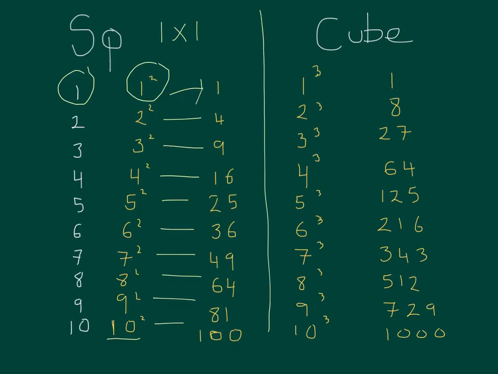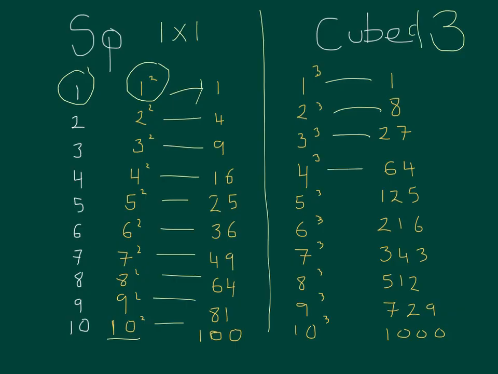We're timesing the number by itself 3 times. So 1 times by 1 times by 1 is 1. 2 times by 2 times by 2 is 8. 3 cubed is 27. So the term is cubed.